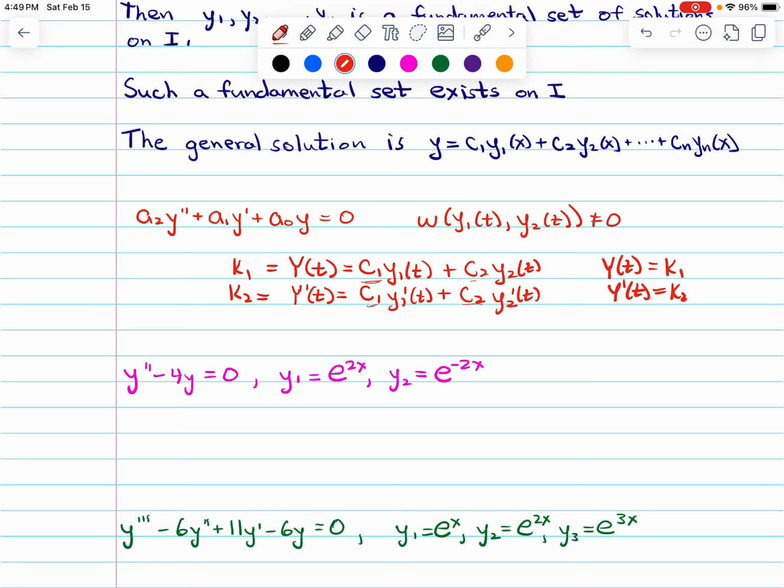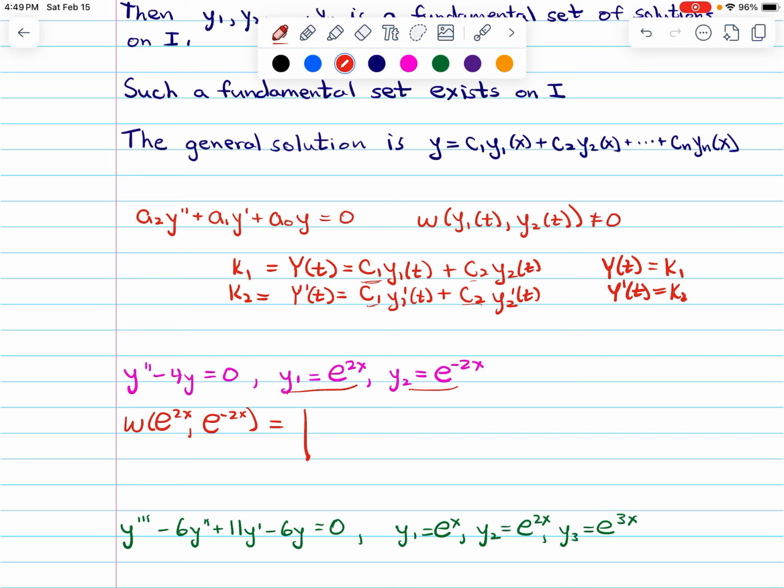Let's just look and see how this would work. Let's suppose we've got a differential equation here. And I'm curious if these solutions, y1 and y2, are independent. So I'm going to get the Wronskian. Okay, so here I go. e^(2x), e^(-2x).